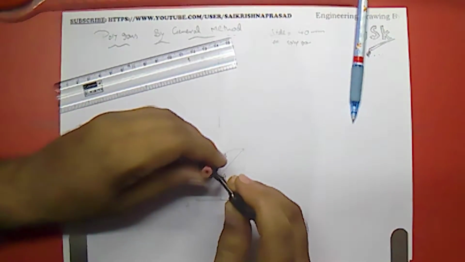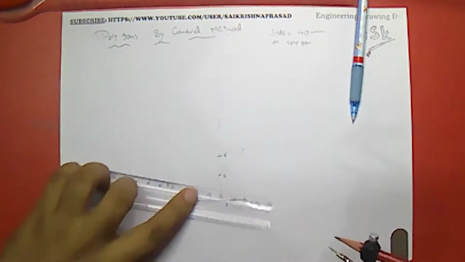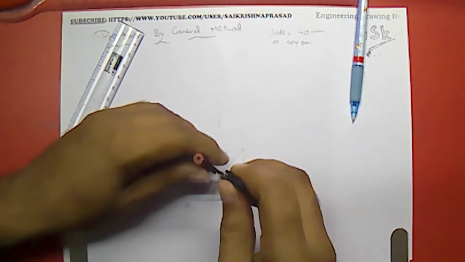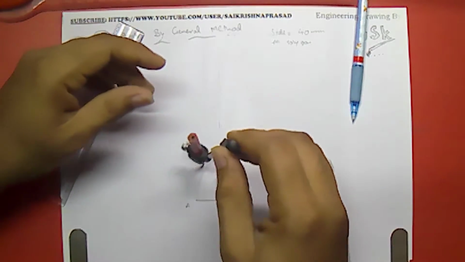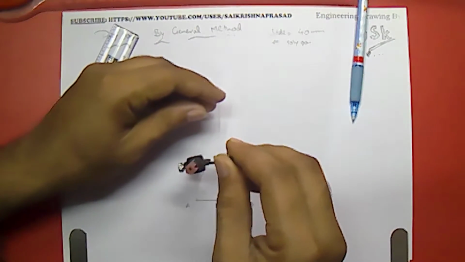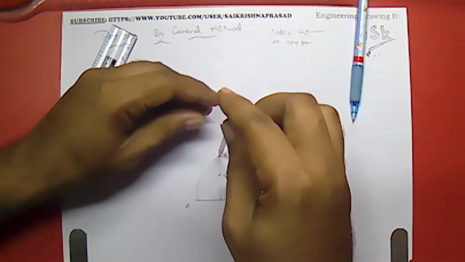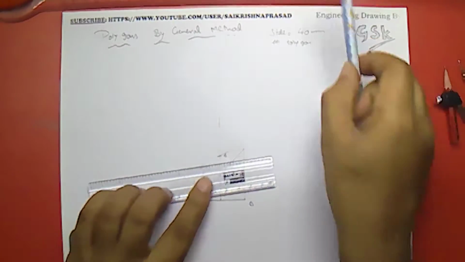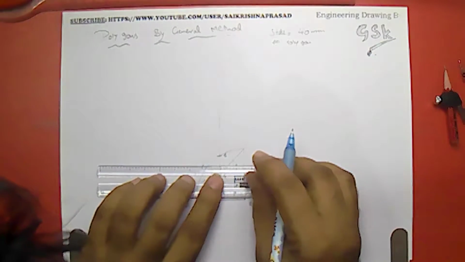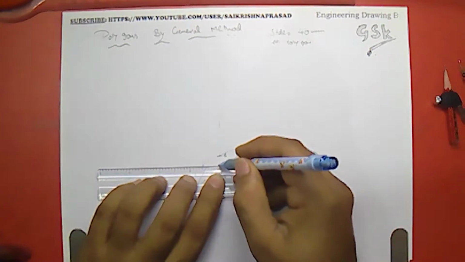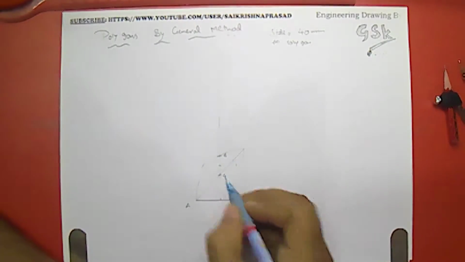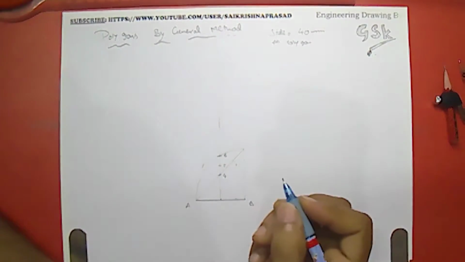How to divide a line? Because this is 4 and 6 is unknown, you can see this dimension is unknown. So you can use this technique. And in between 6 and 4 you will be getting 5.